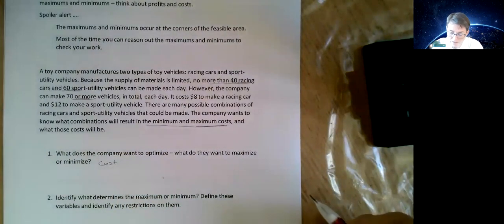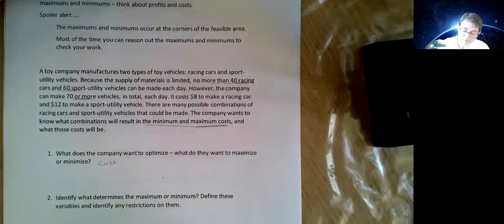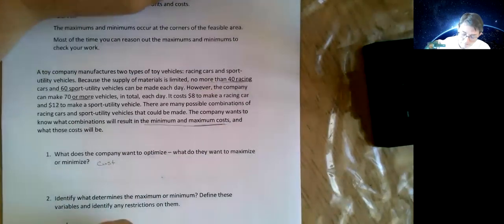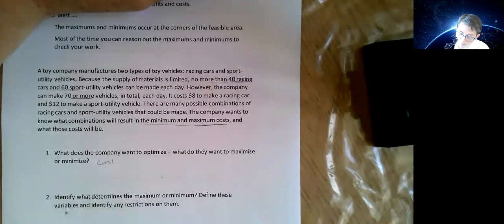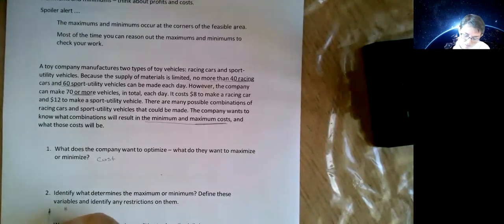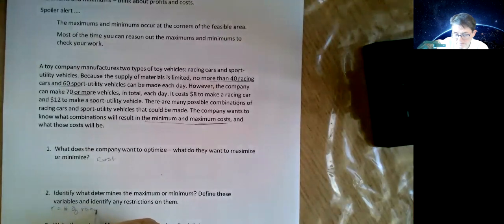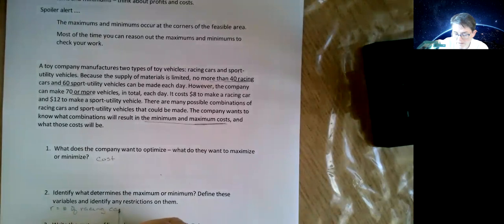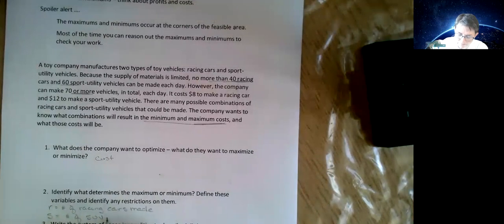All right, what is going to determine the maximum or minimums? Define these variables and identify any restrictions on them. Okay, so what determines how much they spend? Well, it depends on what kind of cars they make. So it's going to be the number. Let's see. We'll go R for now. It's the number of racing cars made. And S is the number of SUVs made.